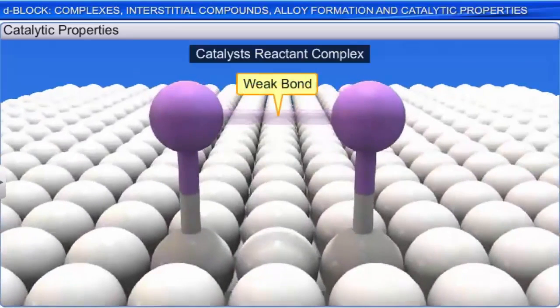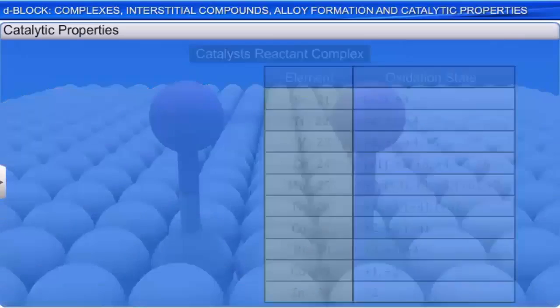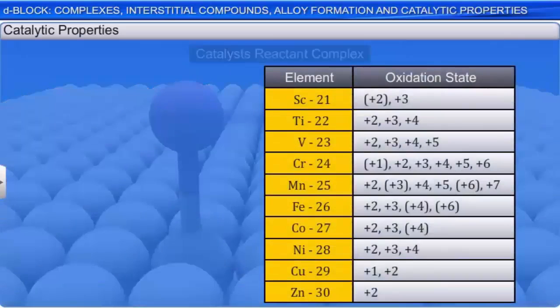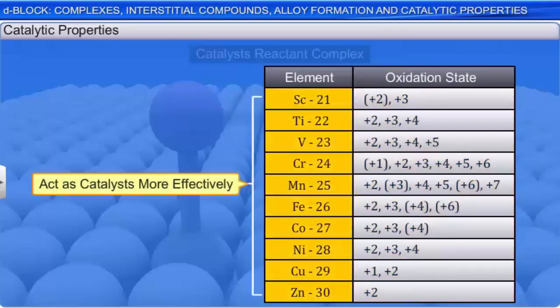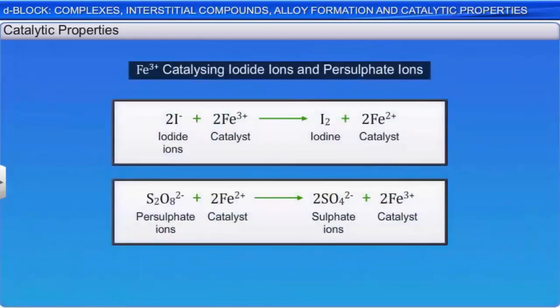Since the transition metal ions can change their oxidation states, they act as catalysts more effectively. For example, Fe3+ catalyzes the reaction between iodide and persulfate ions by changing its oxidation state. It first gets reduced to Fe2+ by oxidizing iodide ions and then gets oxidized to Fe3+ by reducing persulfate ions.